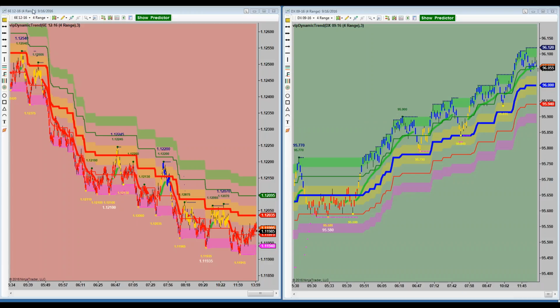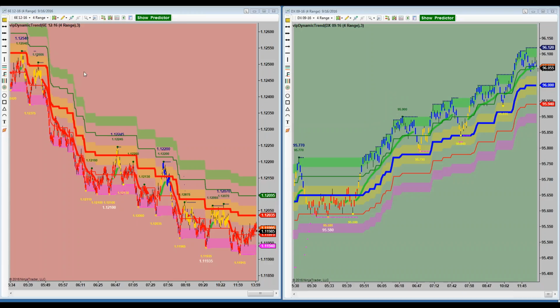By the way, can everybody see this chart? See my cursor? Two charts here. On the left is 6E, cursor moving. On the right, dollar index, cursor moving. Everybody see? Make sure we're all on the same page here. Okay, good. All right, let's go ahead and get started.